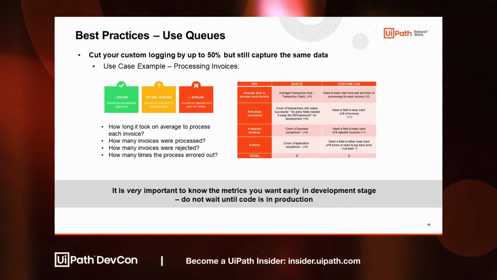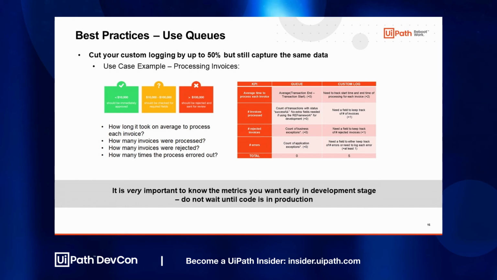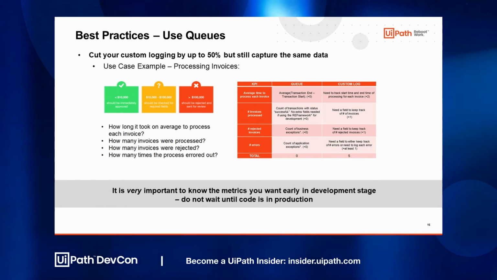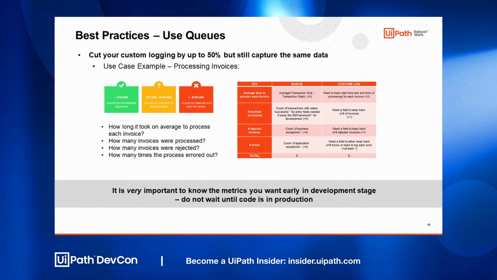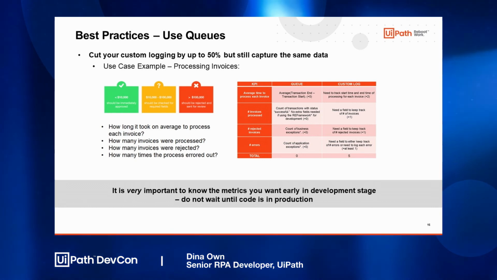Now, if I want to look at my number of rejected invoices, this is basically my business exceptions. So I'm going to go into my queue and get the total count of business exceptions. And that's already captured for me in my queue, so I don't have to do anything additional again with queues. Now, if I'm going down the custom logging route, I'm going to need a field to keep track of my number of rejected invoices. So that's an additional custom log. We're now up to 4 custom logs that we need.